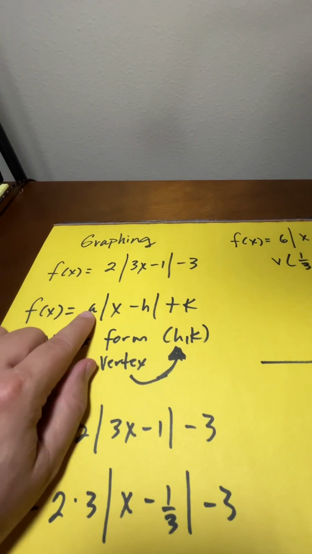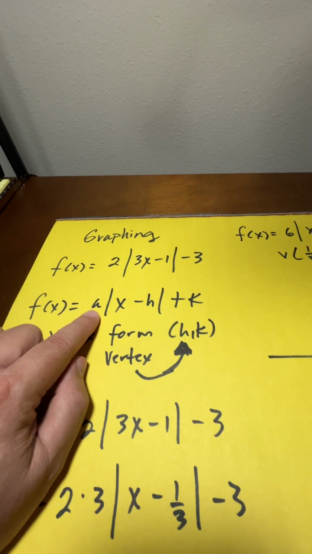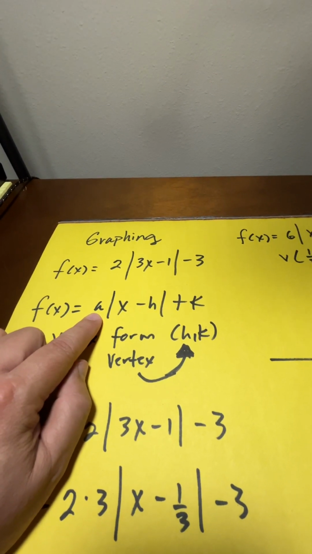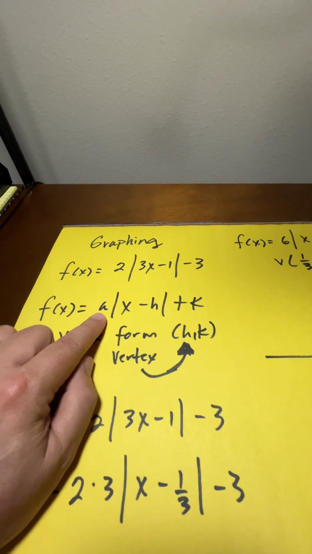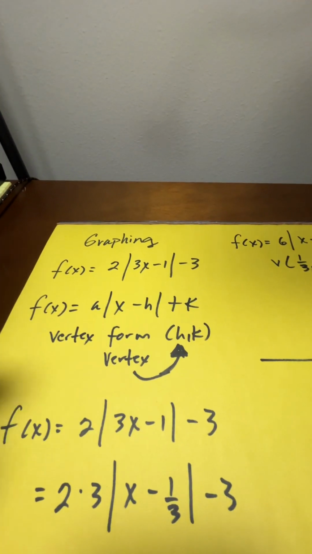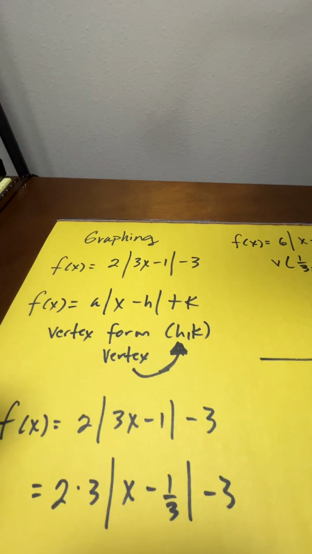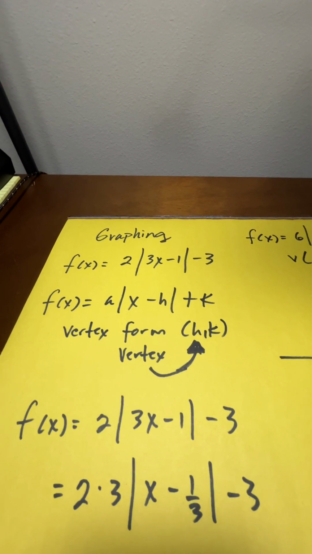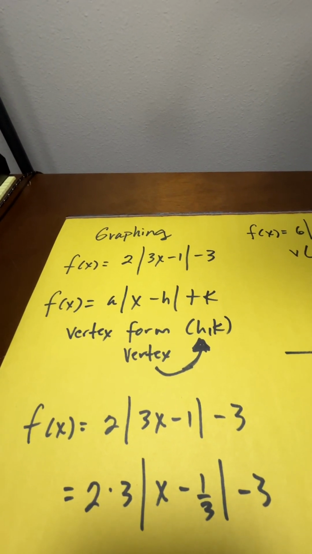So the A value determines the direction, whether or not it's opening upward or downward, and it also determines the width. All absolute value functions like this are V-shaped. So it's either a V that's opening upward or a V that's opening downward.